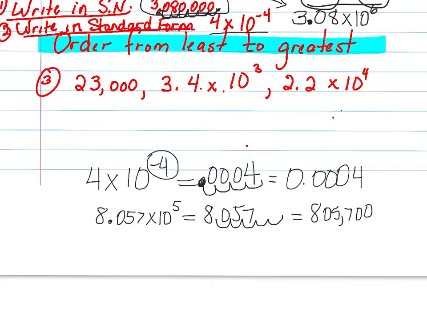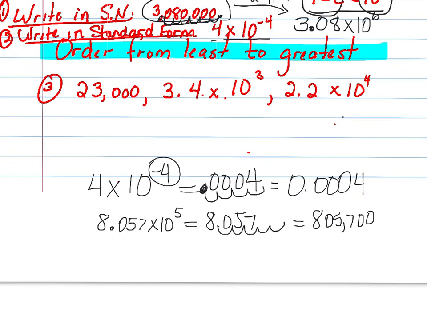So let's look at 23,000. Tell me what 23,000 is in scientific notation. First, change this one. How many of you got 2.3 times 10 to the 4th power? Right? Wasn't it -4? Why would it be -4? It's a number bigger than 10.